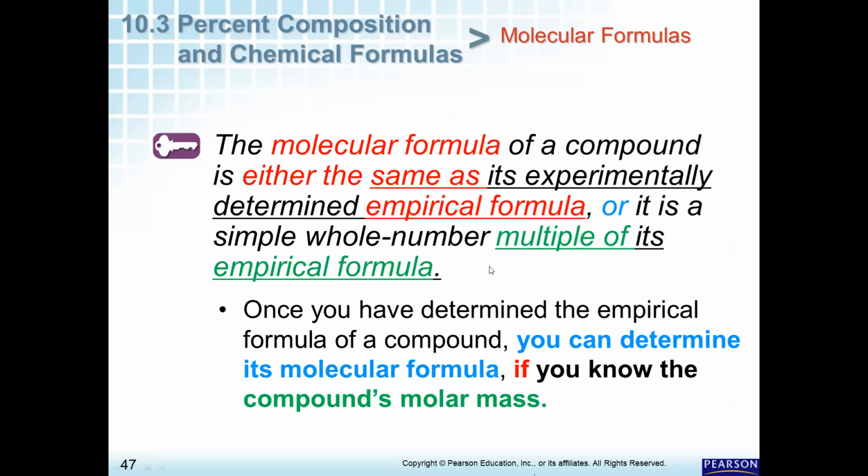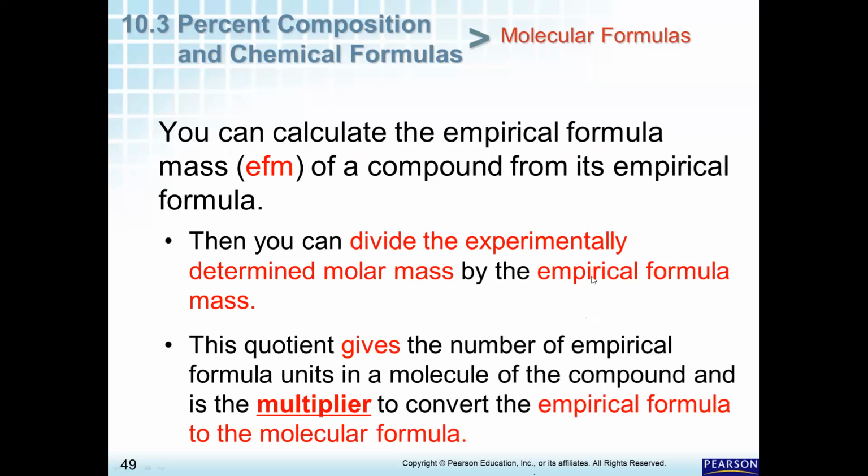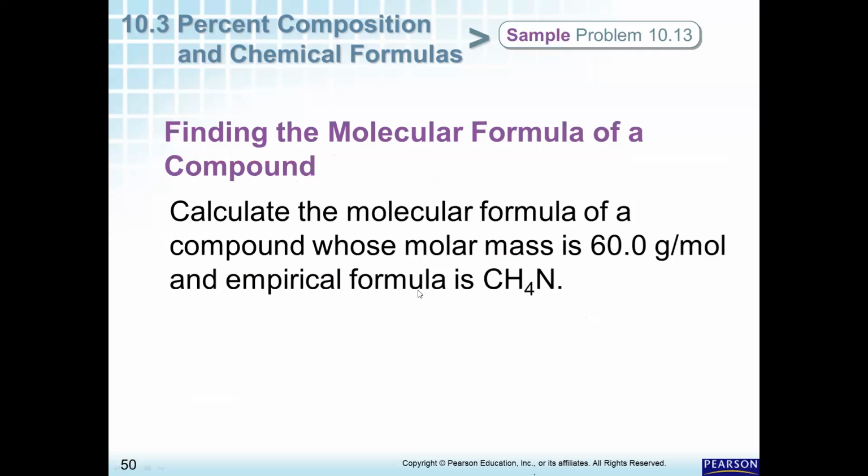All right. So for that reason, once you have determined the empirical formula, all you need is the compound's molar mass. If you have that, then you can divide the molar mass of the compound by the molar mass of the empirical formula, and that will give you the multiplier. That is the EFM, the empirical formula mass. Divide them and you'll get that.